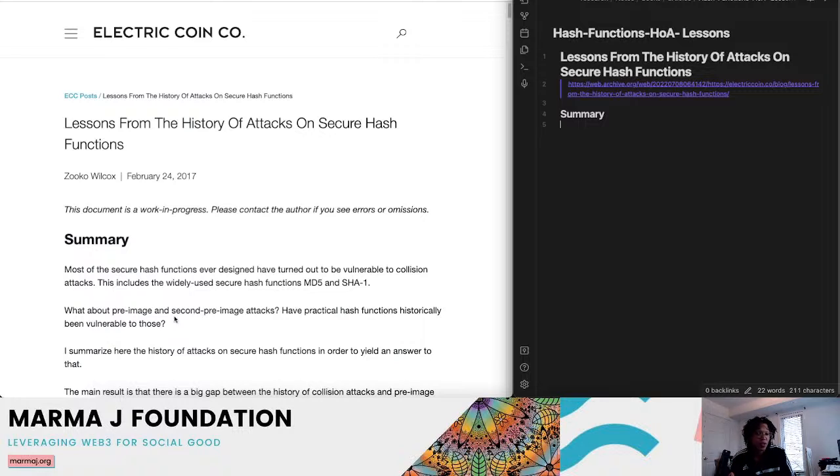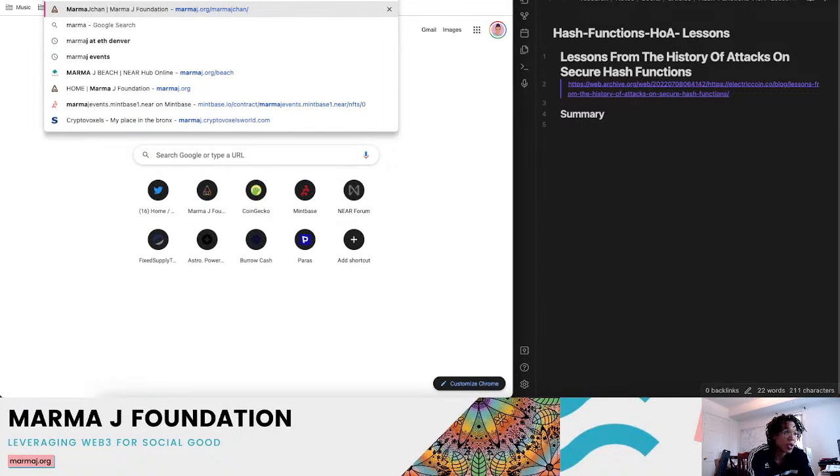the Marma J Research DAO. The Marma J Research DAO is just a group, a very small group so far. Currently, it's just me and another person, Ernest, who are working to support leveraging Web3 tech for social good, but from more of a research standpoint. So, from a high level, trying to give an overview.